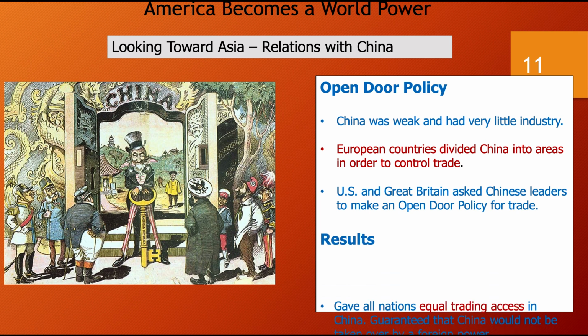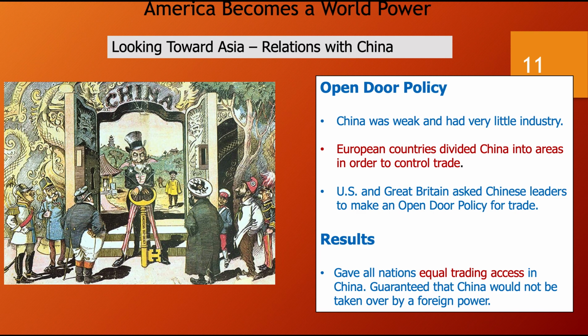Okay? The results of this was that all nations got equal trading access. Part of our reason for this was that we did not want to get shut out of China. And fortunately for China, they were not taken over by any specific individual country until much later on, and that is something you'll get to in the following years in U.S. history.